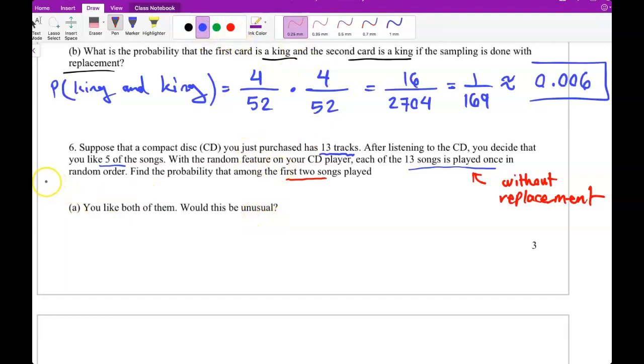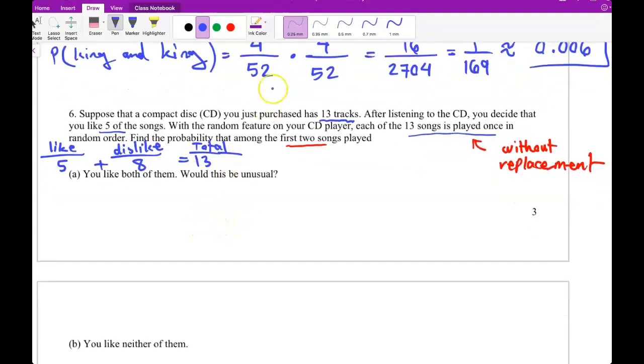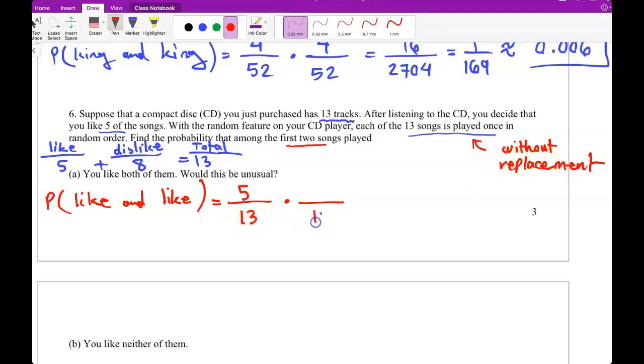So what we have here is how many songs we like is 5. Dislike is, in total we have 13, so 13 minus 5 is 8. So add these two, we have 13 total. Now here is you like both of them. So we have like and like. And this is without replacement. In total, how many songs we have is 13, and how many we like is 5. Multiply by, since this is without replacement, we should subtract 1. So this is 12, and 5 minus 1 is 4.